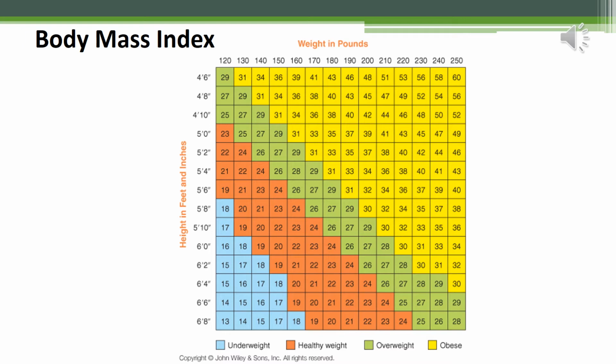If it's in the red squares, then an individual has a healthy weight. If it's in green, that individual would be overweight. And if it's in yellow, the individual is obese. And before you start freaking out about your BMI, know this.